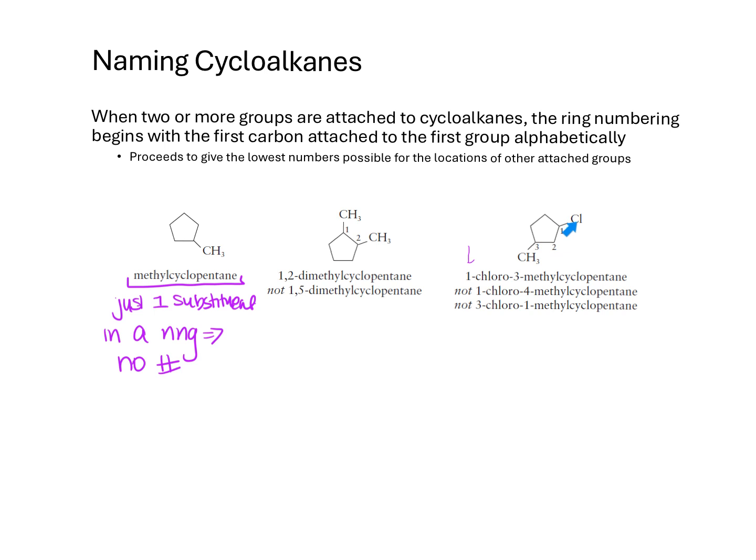We have 2 substituents here. One is a chloro group and one is a methyl group. In rings, you want to start numbering from the group that's the lowest alphabetically. So chloro is the lowest: 1, 2, 3. So it would be 1-chloro-3-methylcyclopentane. So let's do an example.